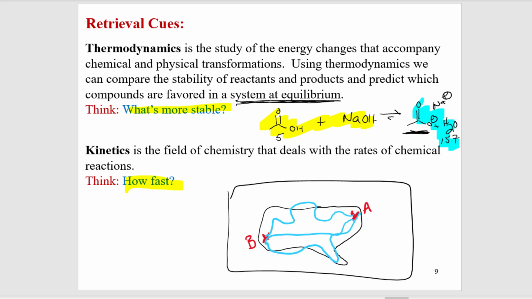It's the field of chemistry that deals with the rates of chemical reactions. Understand that in all three of these scenarios, they were all going from A to B, but they could have different rates, depending upon which route you take. So kinetics is, I want you to really think, how fast? Thermodynamics, what's more stable, right? Stability for thermodynamics and how fast for kinetics.